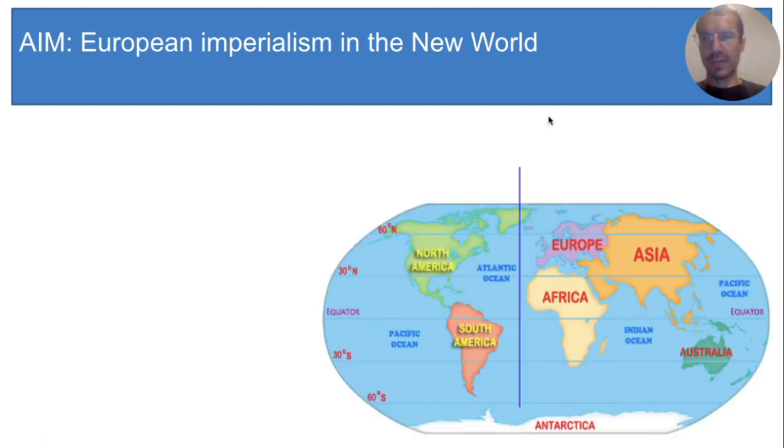So we're going to start by going back to the year 1400. It's about 600 years ago. And you might remember from global history that in 1400 the world was divided into two separate regions. One region was the Americas, that's here on the left in this map. And the other region was Africa, Europe, Asia, and Australia on the right.